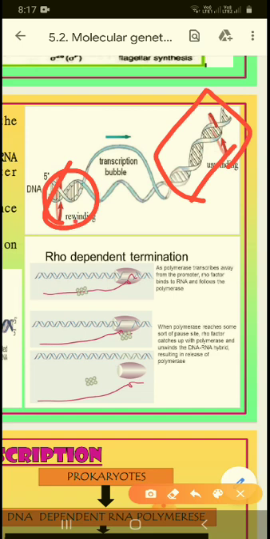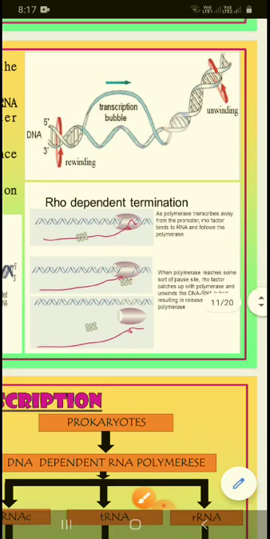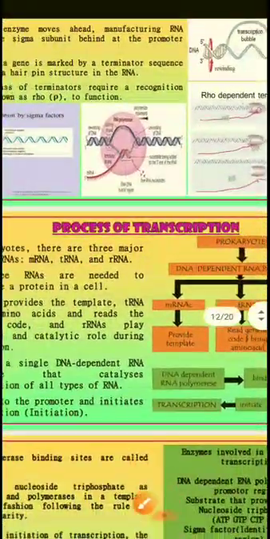Because of Rho-dependent termination, we can cut the termination. The polymerase transcribes away from the promoter. The Rho factor binds the RNA and follows the polymerase. So the Rho factor helps in the binding. When the polymerase reaches certain sites, the DNA-RNA hybrid results in release of the polymerase. After that we can bind it, and then we get the normal structure. Next we go to the process of transcription.